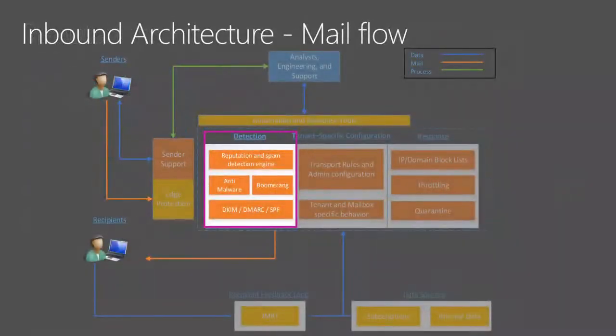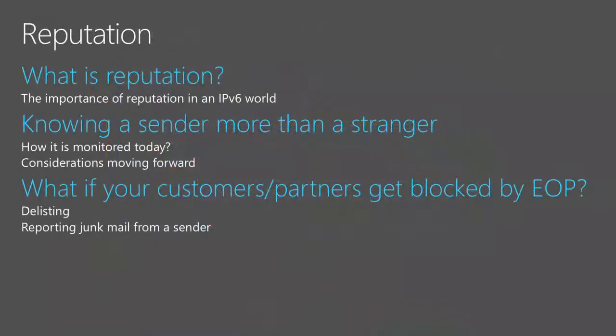We have a reputation and spam detection engine, which I'll talk about next, an anti-malware AV engine, and Boomerang, which is addressing the backscatter issue that Atanu mentioned before. DKIM, DMARC, and SPF are part of that mechanism, because if you don't have a rule set up on the edge, we can still use those failures to influence the overall reputation and maybe be a little more cautious with how we scan things. So let's talk about reputation first.